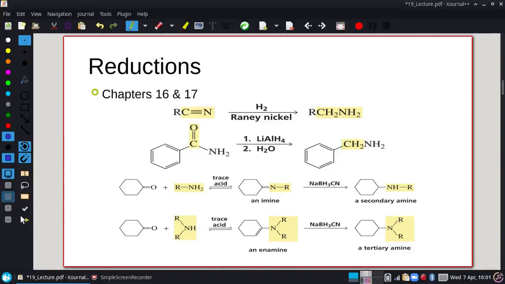In chapters 16 and 17, we saw a lot of ways we can reduce nitriles and amides into amines. That's what we got in the first two. And then we also could have done that with our enamines and imines. So what we saw a couple slides ago, if we treated that with sodium borohydride with the CN on it, we could turn those back into amines.